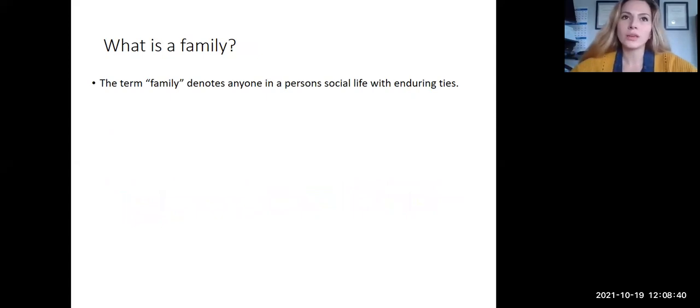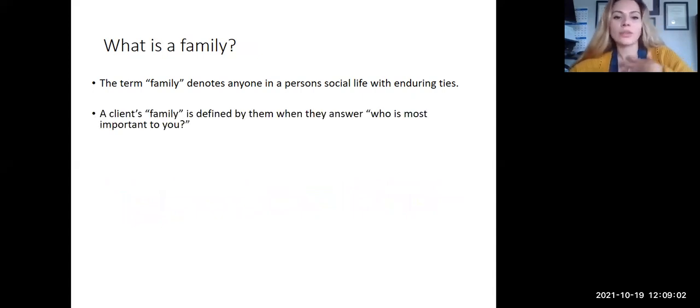So let's define what is family. Within SAMHSA or NIDA or any of the major organizations that look at the importance of family intervention, they encourage defining the term family really widely. So family really is anyone in the patient's social life that there is some sort of enduring or significant tie. So how they define the word family is what's most important.